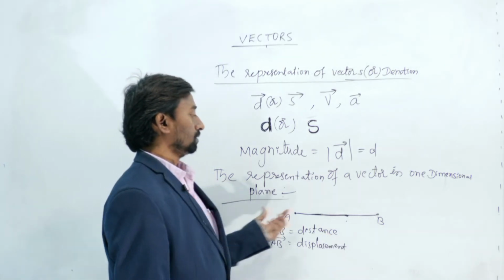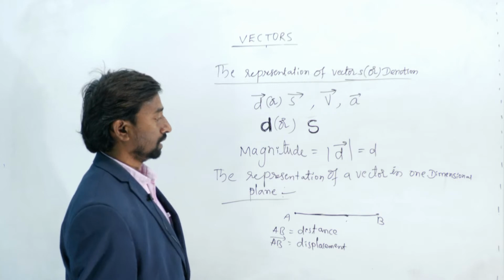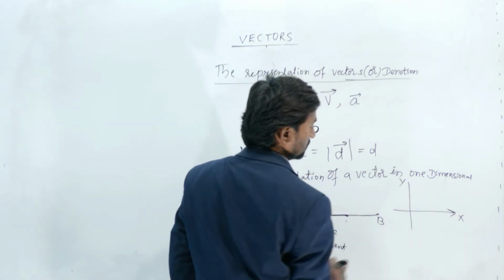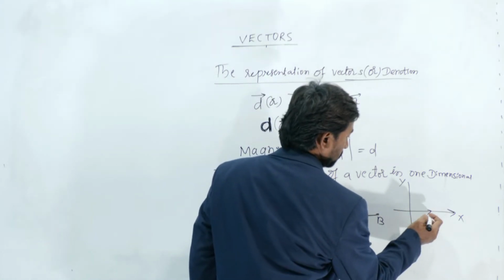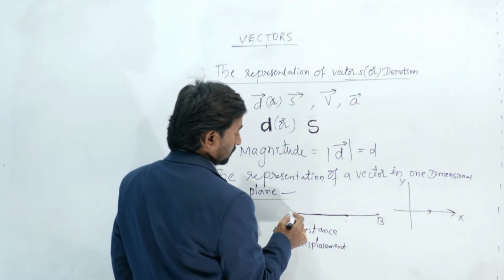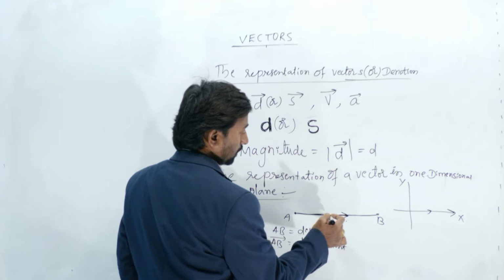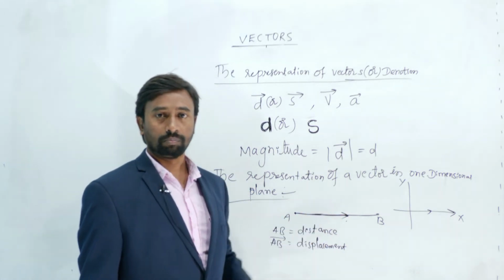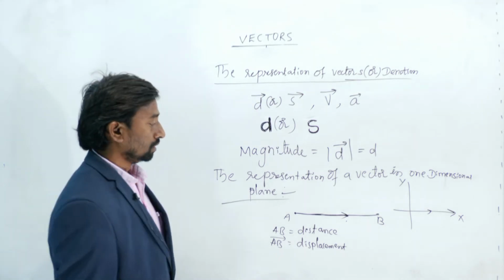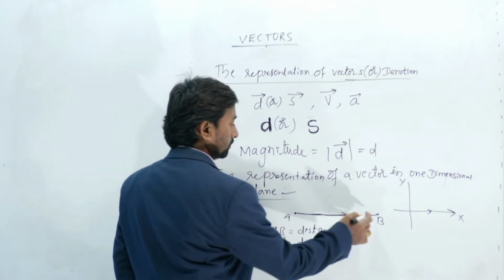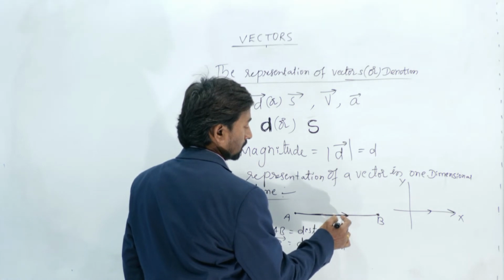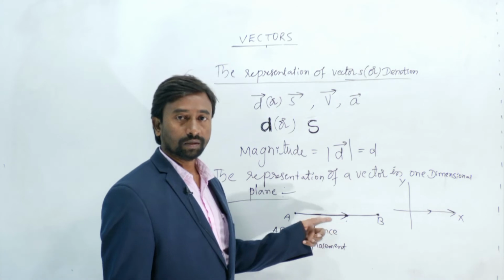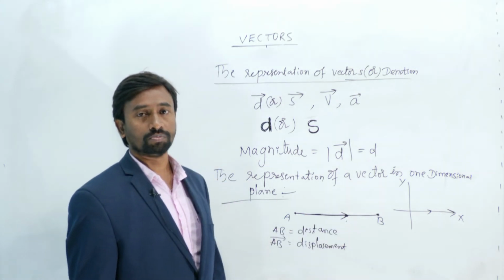Now if it is moving in the one dimensional plane, suppose you take the coordinate system with the x-axis and y-axis, this is only along the x-axis. If the body is moving along the x-axis, then this displacement, this length, can be denoted by an arrow. A straight line is drawn from the initial point to the final point of the object, and the arrow mark denotes the direction in which it is moving.